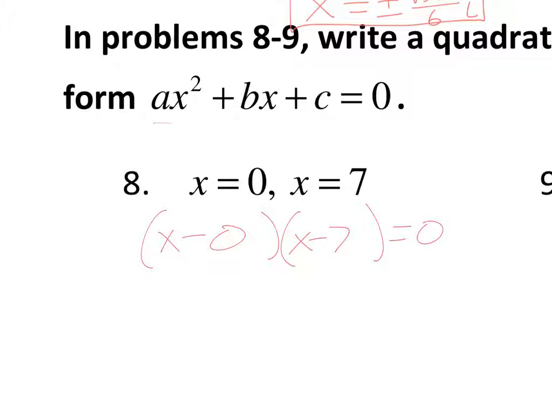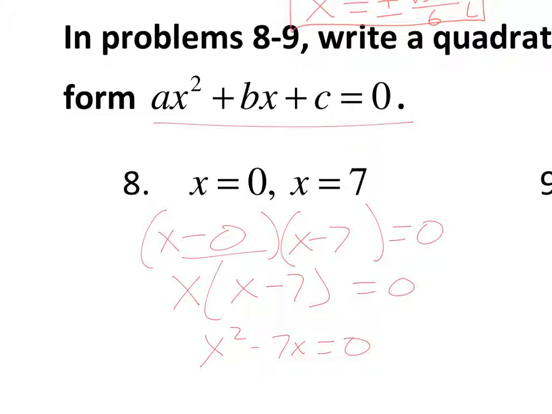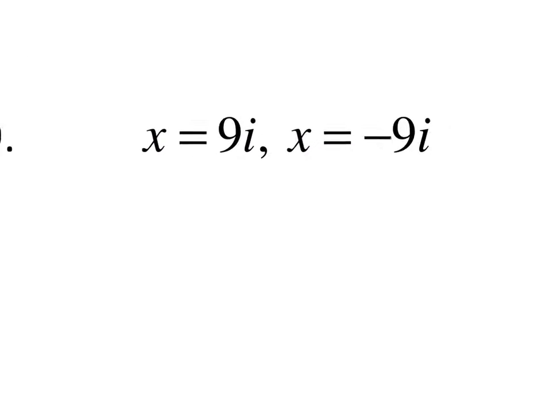Then we want it in standard form, the directions say. So we've got to FOIL this. First of all, this is just x times x minus 7. We don't need the minus 0, just the same thing. So now distribute, we got x squared minus 7x equals 0. There we go. On to number 9.